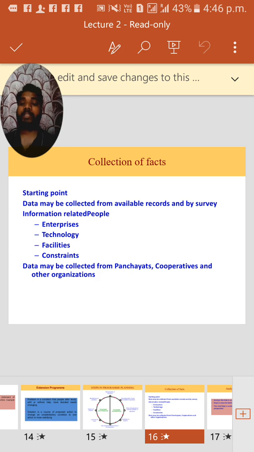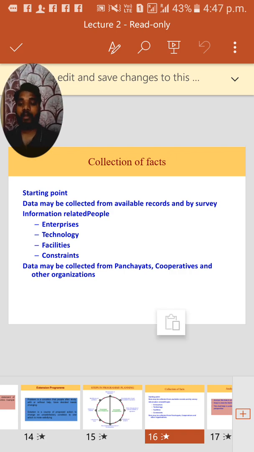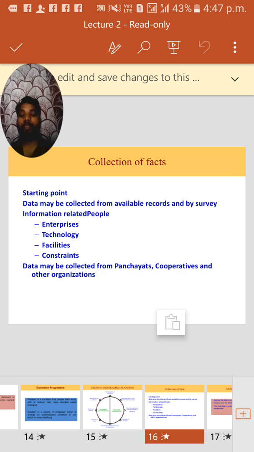Starting point. What is starting point? Collection of facts. First step in this starting point: data may be collected from available records and be surveyed. In this sense, we need to collect the past data regarding this program. On the basis of that, you can modify your project. Data may be collected from available records and be surveyed, information related to people, enterprise, technology, facilities, constraints. So it is an important point of the extension program planning.